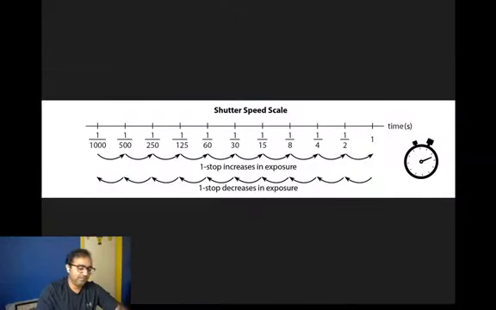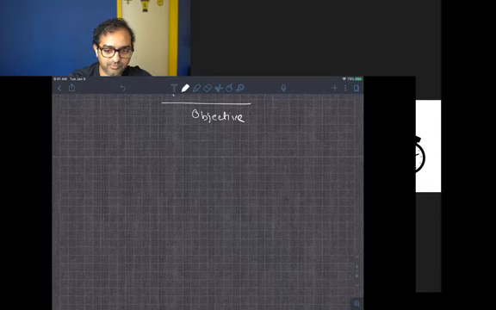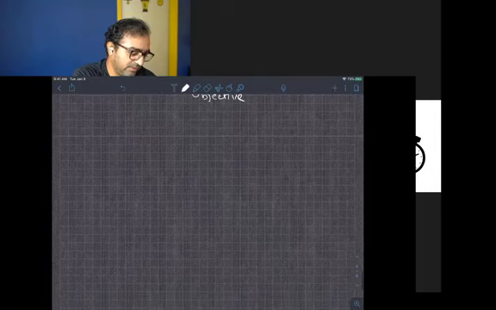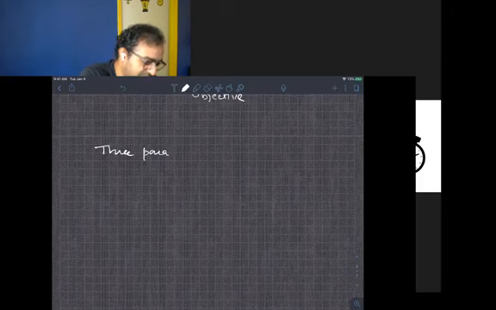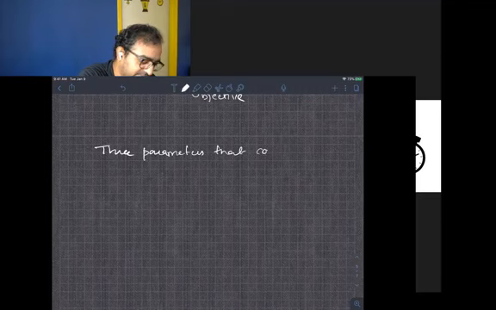All right. So now let's talk about this. Let's look at the shutter speed scale. So this is the shutter speed scale. I'm just going to move on to my whiteboard so you can see what we're talking about. So let's talk about the three parameters that control exposure.